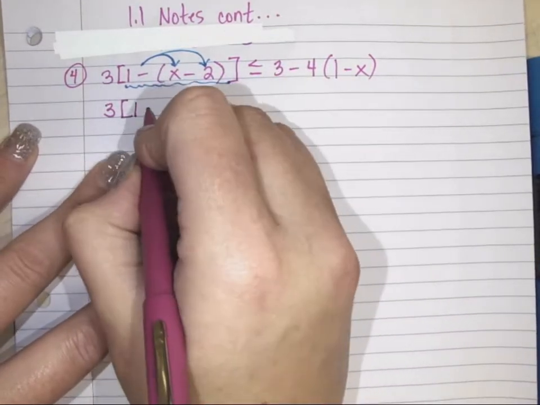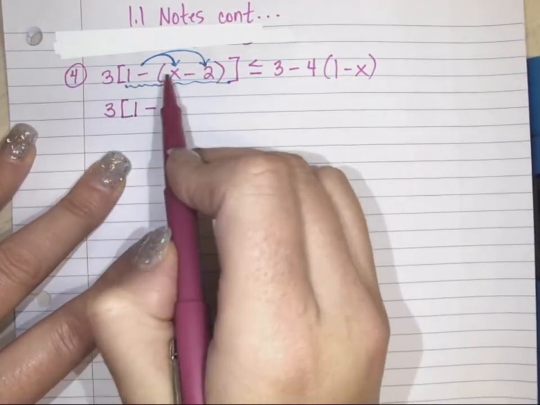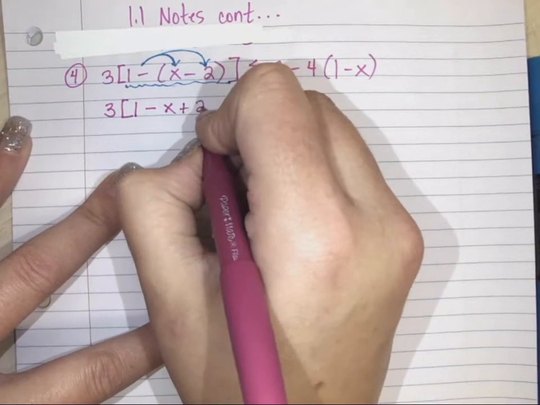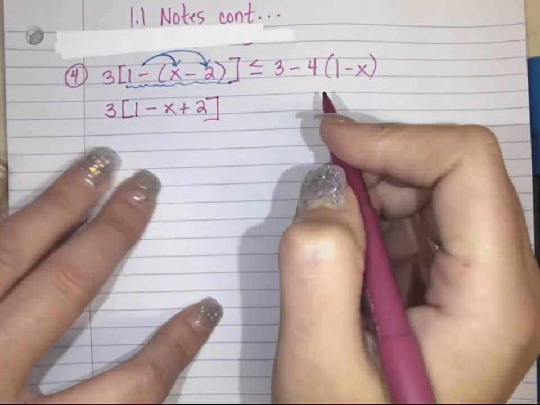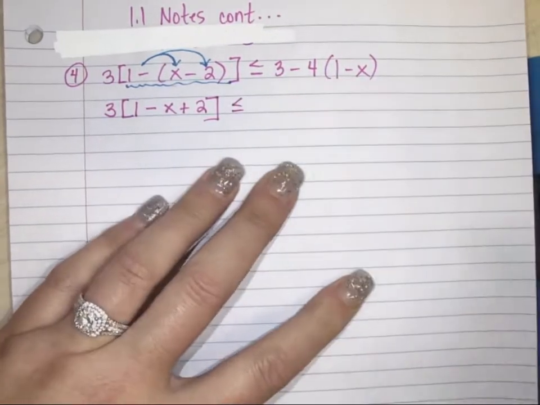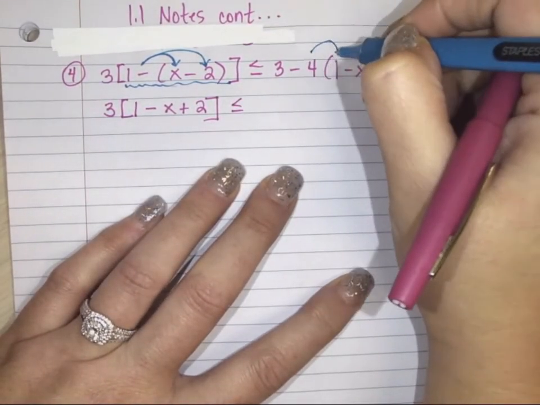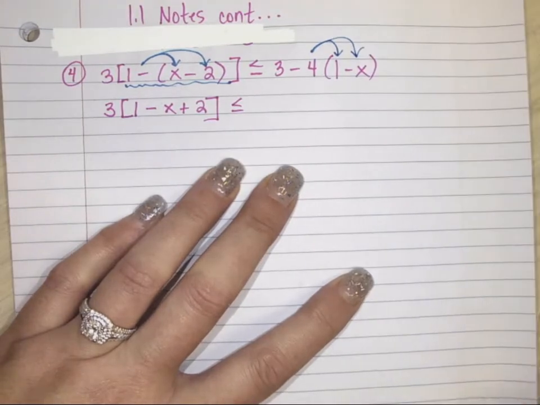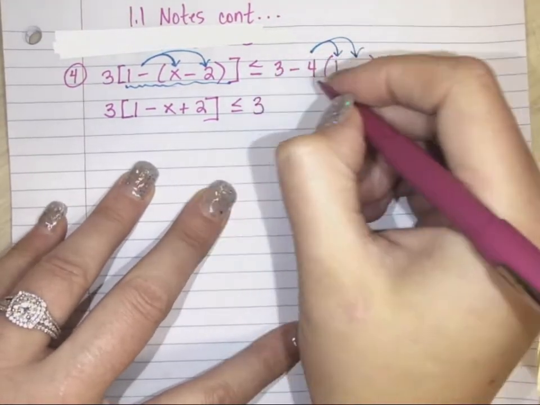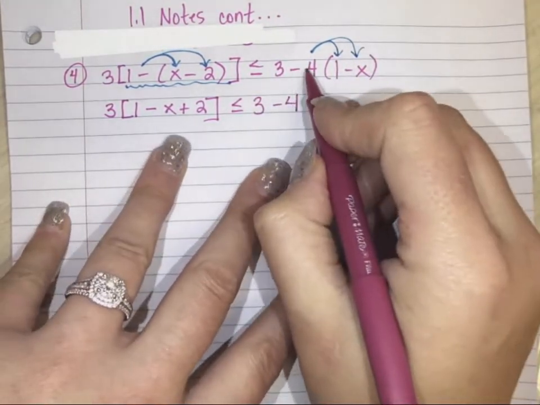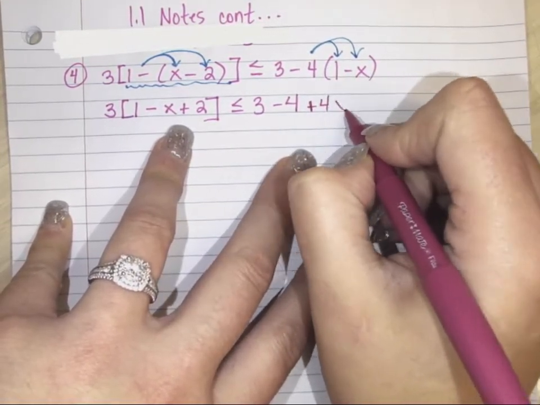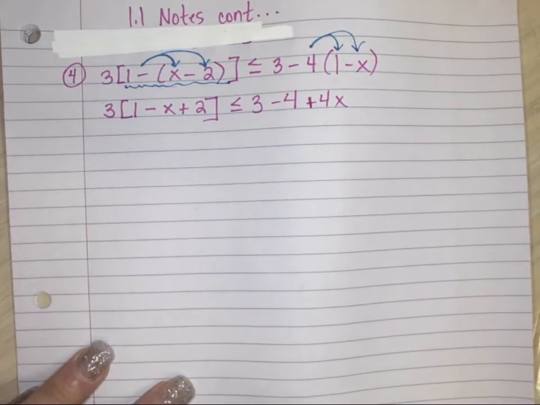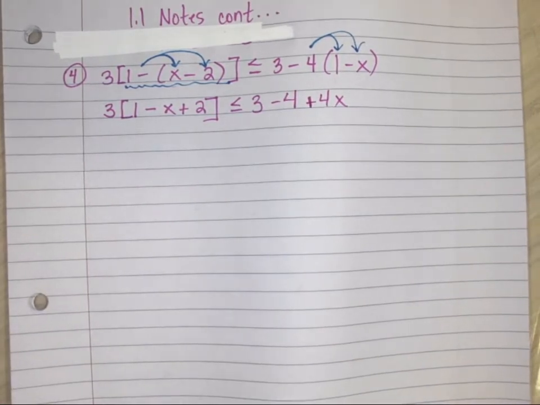So we've got 1 minus x. Once you distribute, parentheses go away. Remember to keep that in mind. Negative times negative 2, positive 2. And then in bracket, bring down your grouping. Let's go ahead and distribute negative 4 to both terms there. So 3 minus 4, negative 4 times 1, and then negative 4 times negative x, positive 4x. Okay, so on both sides, take care of any grouping.